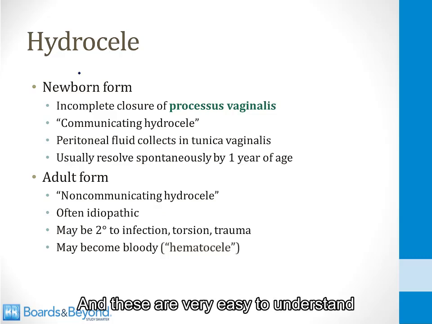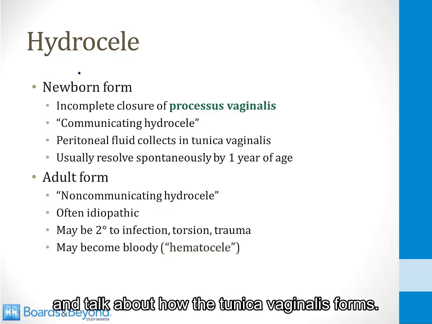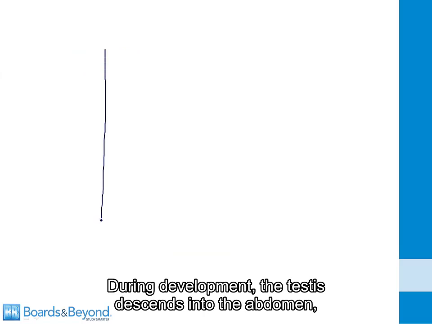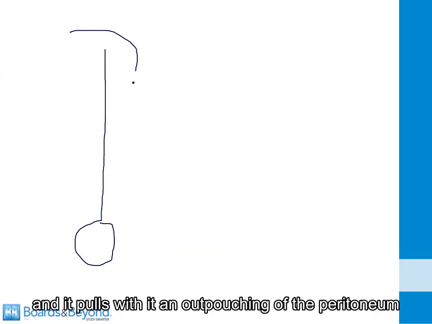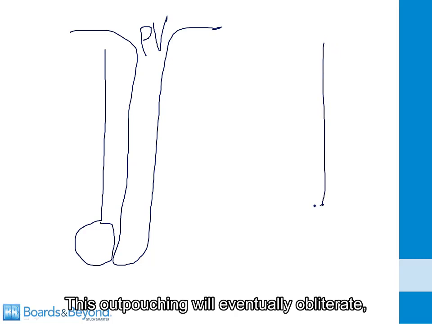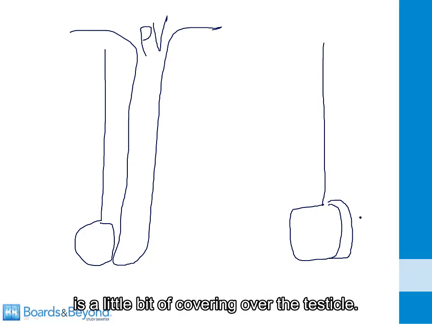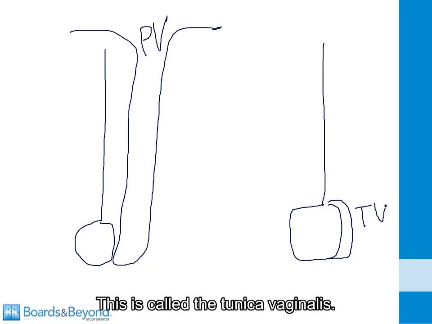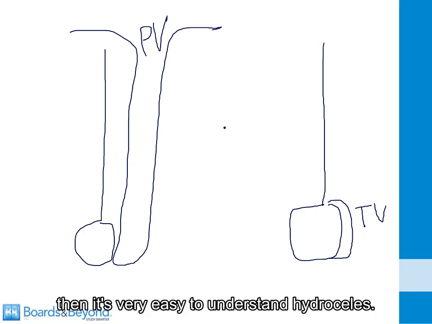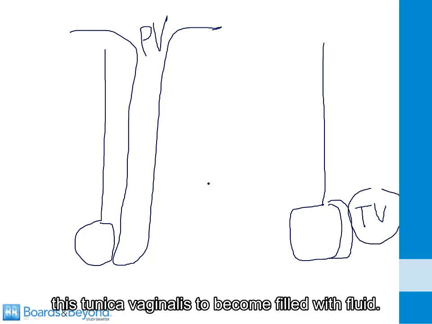very easy to understand if we review a little bit of embryology and talk about how the tunica vaginalis forms. During development, the testis descends into the abdomen, and it pulls with it an outpouching of the peritoneum, which is called the processus vaginalis. This outpouching will eventually obliterate, and all that will remain is a little bit of covering over the testicle. This is called the tunica vaginalis. If you understand this embryology, then it's very easy to understand hydroceles. A hydrocele occurs when something causes this tunica vaginalis to become filled with fluid.